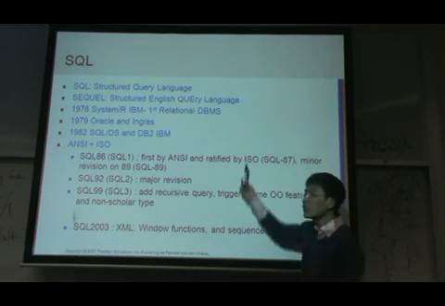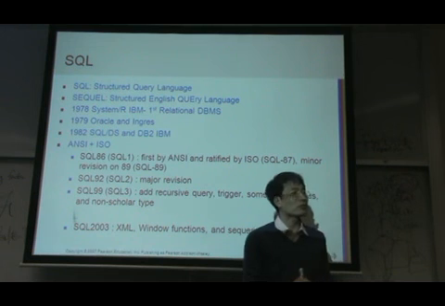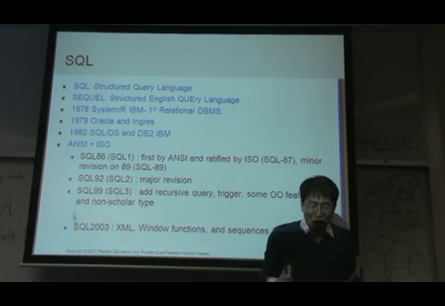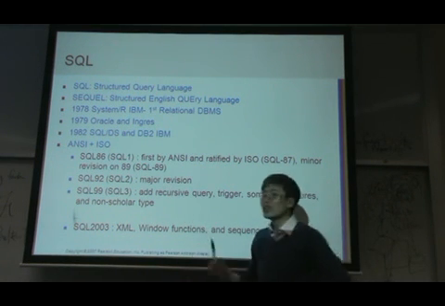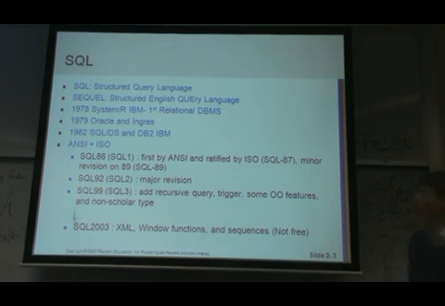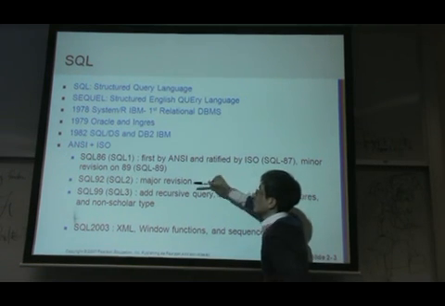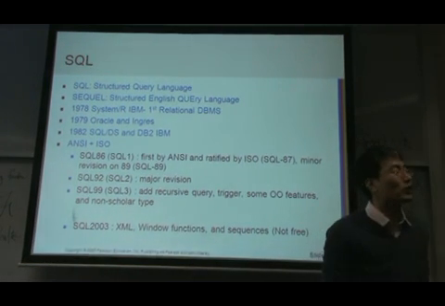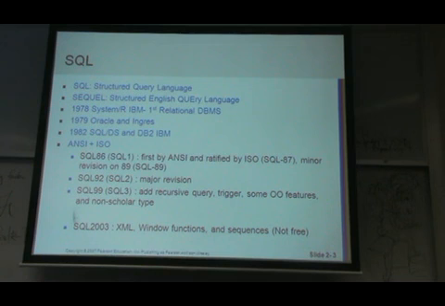Because of the standard, that standard has been improved. And SQL 2 is the major revision. Most of the current relational DBMS systems follow SQL 2. And then SQL 3 added more specific functions like recursive query, triggers, and some object-oriented concepts. Unfortunately, from 2003, up to SQL 3, SQL 1, 2, and 3 are free to use, which means I can develop a relational database management system and then I can sell it because it's a free standard.